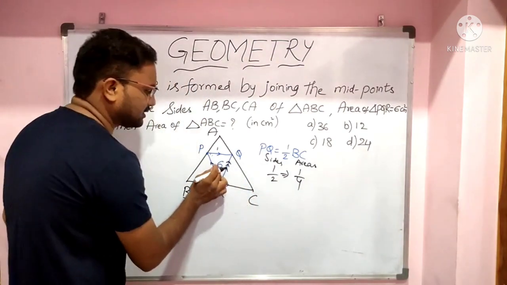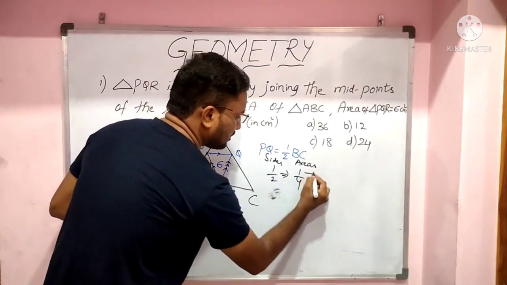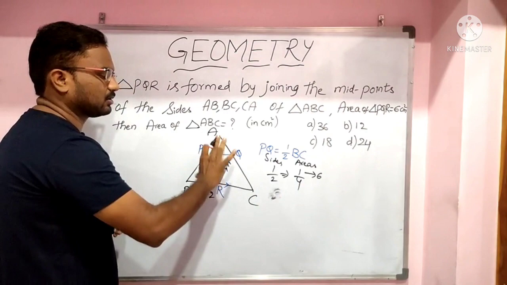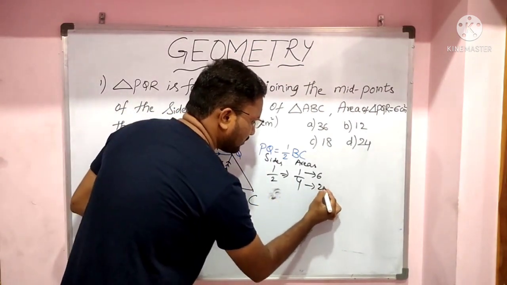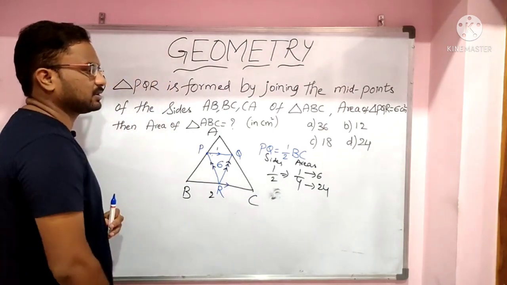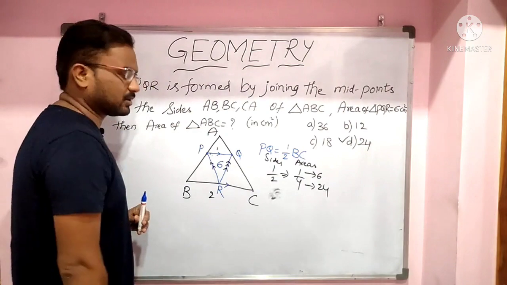So hence, if this one part is 6, then the total triangle is 4 parts. So 4 parts will be 24. So the answer is 24 square centimeters.